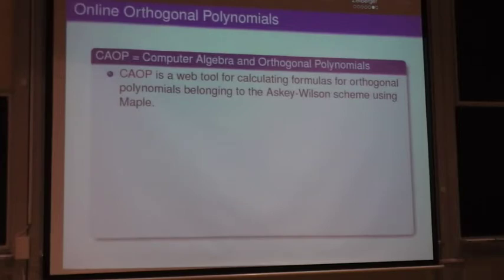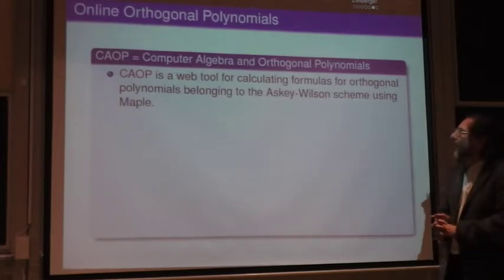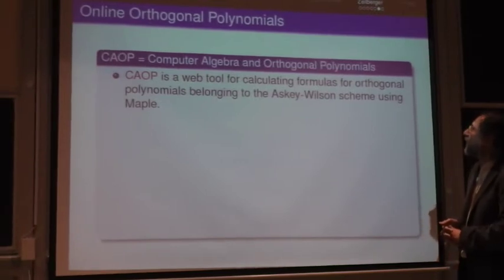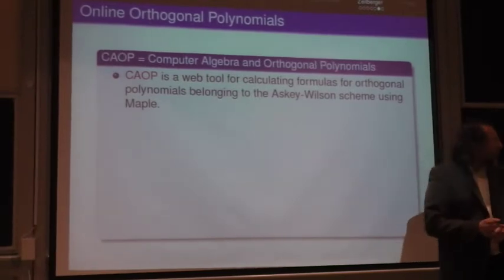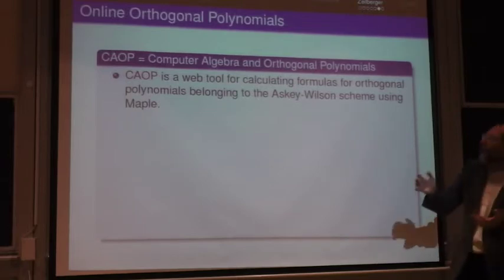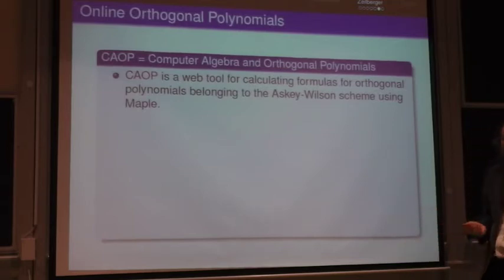So I come to the final part here. I want to show you some website that was originally designed by Tom Koornwinder and his group and is now in my hands in Kassel. So KOP is Computer Algebra and Orthogonal Polynomials. That's so to say my abbreviation. It's a web tool for calculating formulas for orthogonal polynomials online. Everything is done in Kassel at a computer and using Maple and my codes.